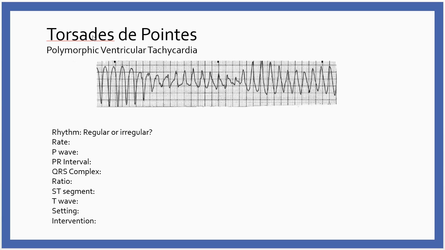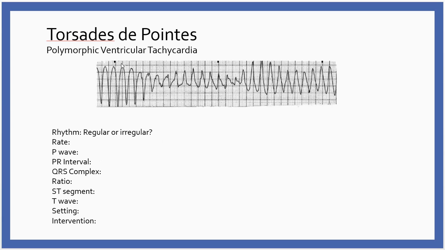And torsades de pointe means twisting of the points. And so what you notice is this almost seems like it's kind of wrapped around a helix sort of thing. So it has a different appearance, and it's a different mechanism going on in the ventricle. Torsades is a little different than just a monomorphic VTAC. So rhythm, regular, irregular. If you look at rhythm from beat to beat, it's regular. I know it seems weird because it looks so strange, but it's regular beat to beat.